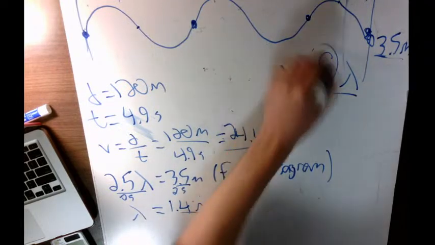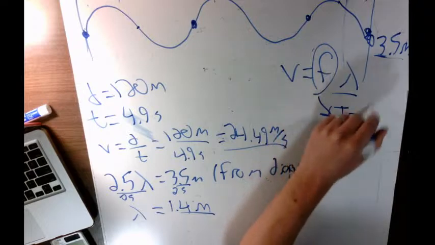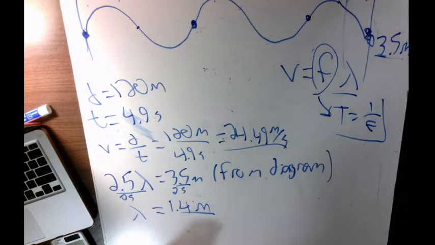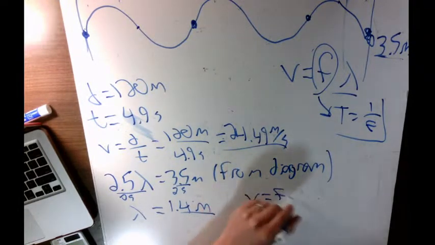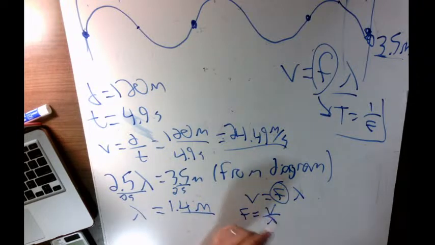So now we have speed and wavelength. We can solve for frequency, and we're looking for period, which is 1 over frequency. So let's rearrange our formula. v is frequency times wavelength. We're solving for frequency, so it will become frequency is equal to our speed divided by wavelength.